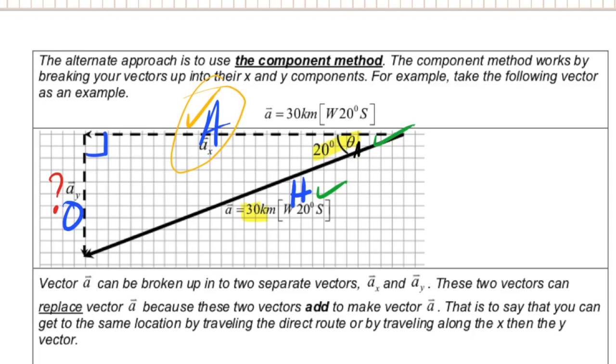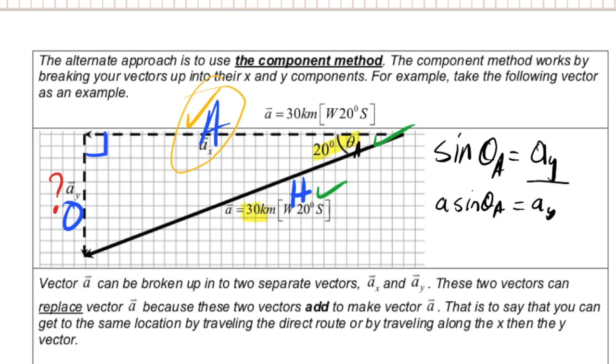So that being said, we now have opposite, hypotenuse, and an angle. That would be sine of theta A. And that is equal to the opposite, which is AY, over the hypotenuse, which is A. Doing the same math we did before, we do the opposite of division, which is multiplication. So we get A sine theta A is equal to AY, or AY is equal to A sine theta A.